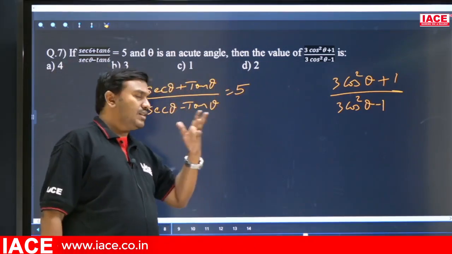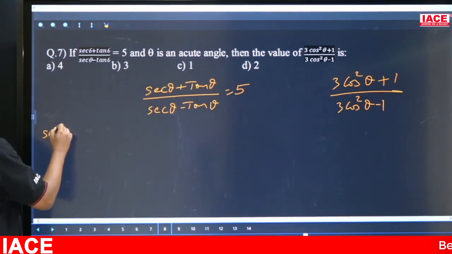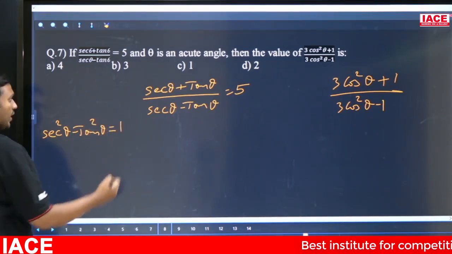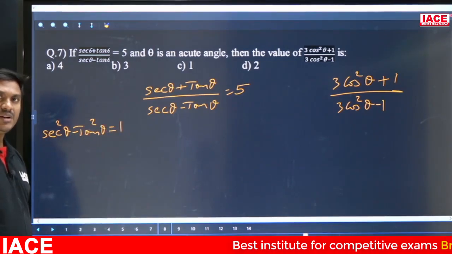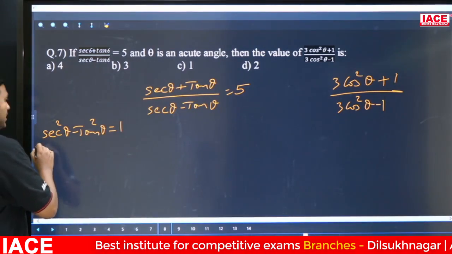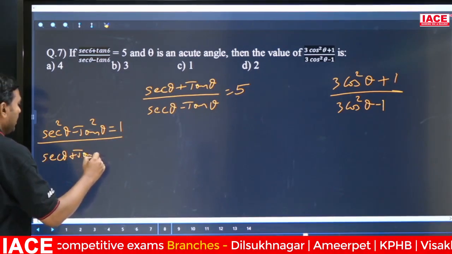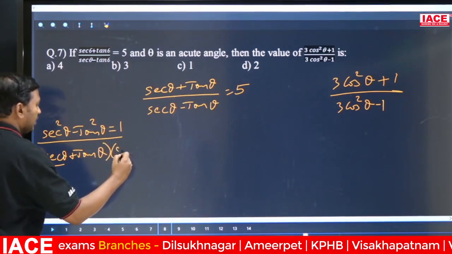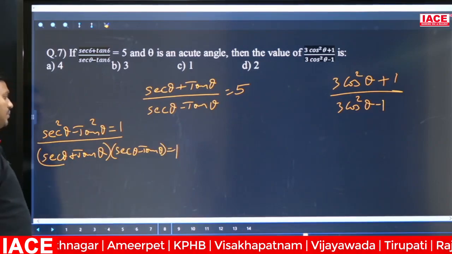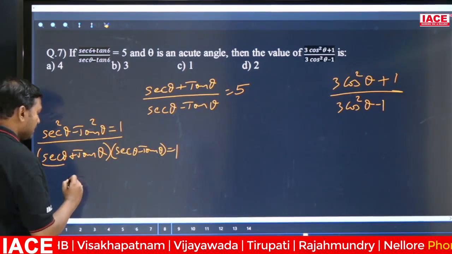Second thing, one point I have to tell actually, what is secant square theta minus tan square theta? Identity. Secant square theta minus tan square theta is how much? 1. Secant square theta minus tan square theta is 1, right? So how we can write it? Secant theta plus tan theta into secant theta minus tan theta is how much? 1, right?